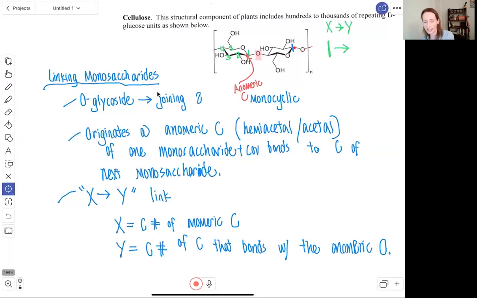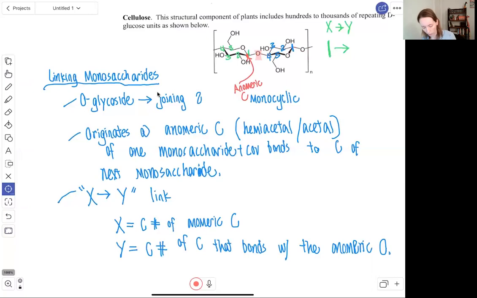So position 1 is here. And then we go around the ring in this direction, following the carbons of the ring. So we're going 1, 2, 3, 4, 5. And so you'll notice it is at position 4 where we have that bridge forming to the other ring structure.